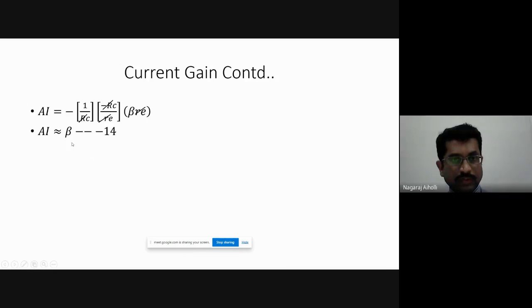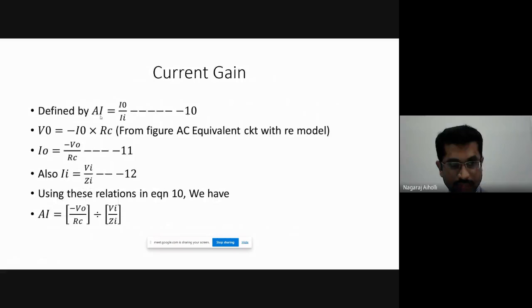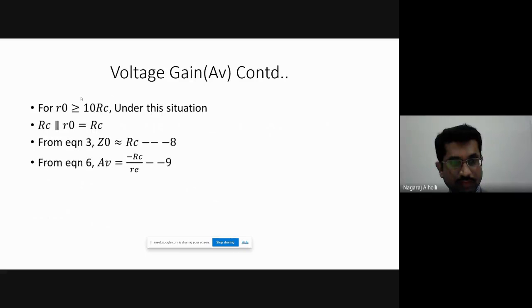Okay. So, what are the equations here, students? As the gain is negative, it is minus RC by RE. Just now we saw that, here AV is minus RC by RE. That means output and input are 180° out of phase with respect to each other.